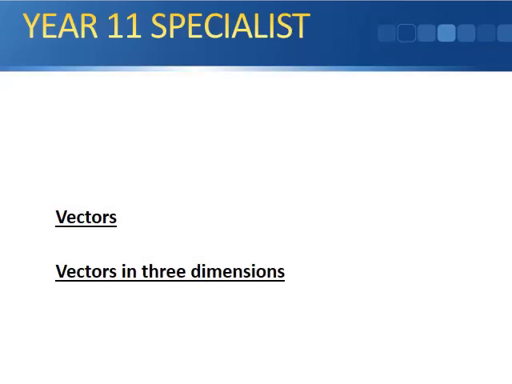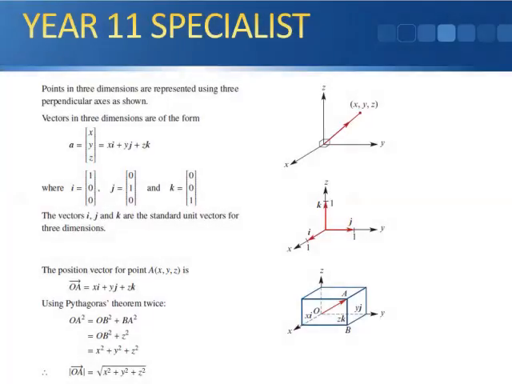Vectors in 3 dimensions. Now, vectors in 3 dimensions means that we need an x, a y, and a z axis. Of course, the x has the i, the y has the j, and the z will have the k. So when we look at it, it looks like that as individuals. The vectors i, j, and k are the standard unit vectors for the 3 dimensions.